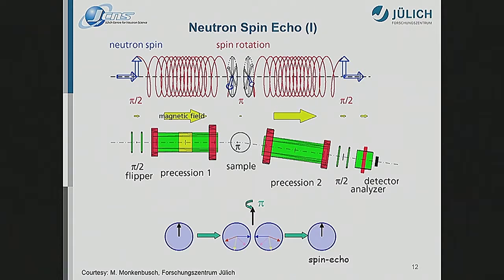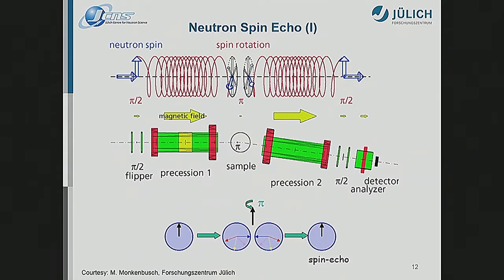So they precess, and each of those neutrons might have a slightly different velocity. That means that at the end of the first coil, their spins diverge. Then we do the 180 degree flip, and they precess backwards, and then we recover the spin at the end of the second coil, and we do the pi half flip, and then we can analyze it. So that's the echo. That's sort of shown here without my clumsy hands.